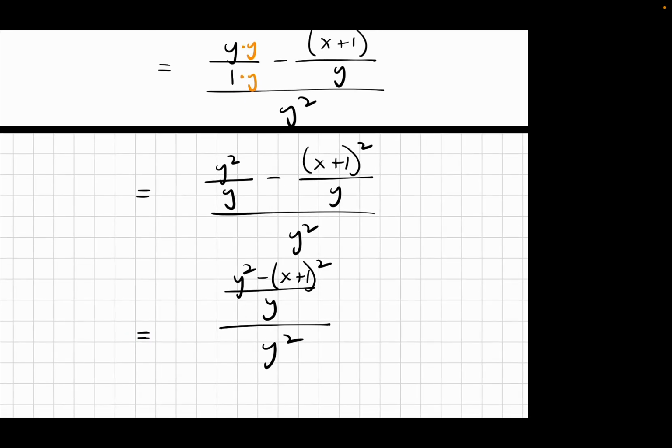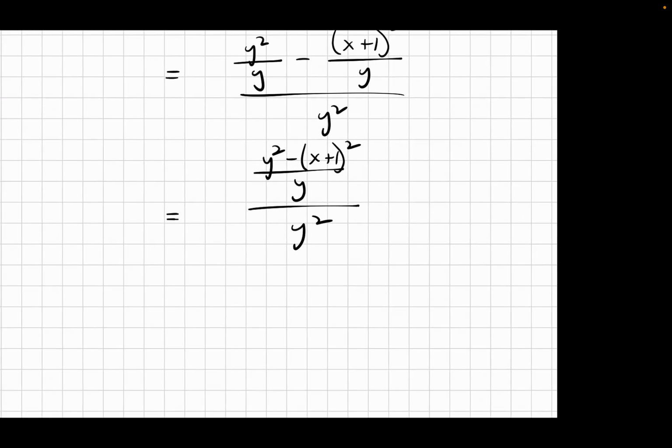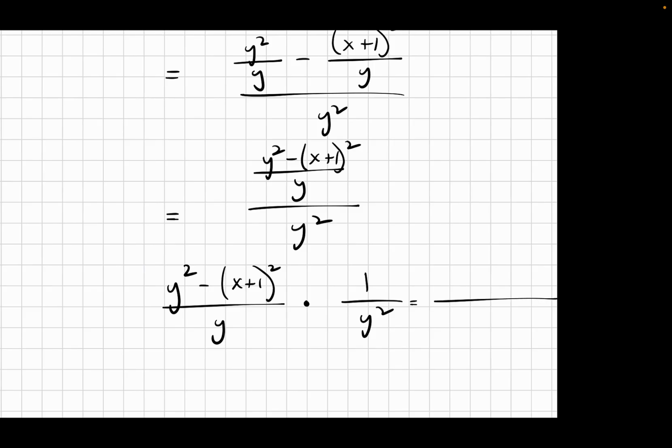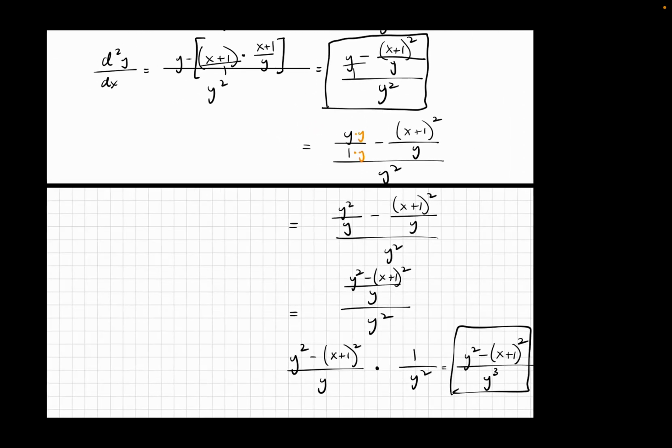Keep, change, flip. Keep the bottom, change it to multiplication, reciprocal of this guy. Equals y to the 3rd. So the bottom would be y to the 3rd. The top would be y squared minus (x plus 1) squared. You're done.